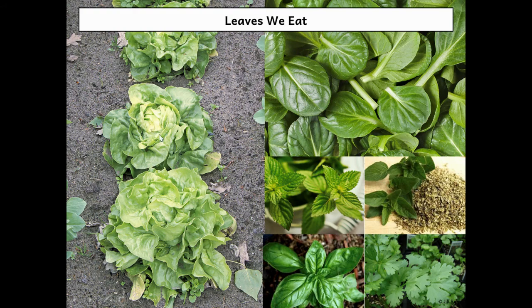Here are some vegetables that we eat. There is some lettuce and cabbage, some spinach. This is a peppermint leaf that you might use for the oils or in your food. Cilantro, basil. Those are all things that we eat from a plant.